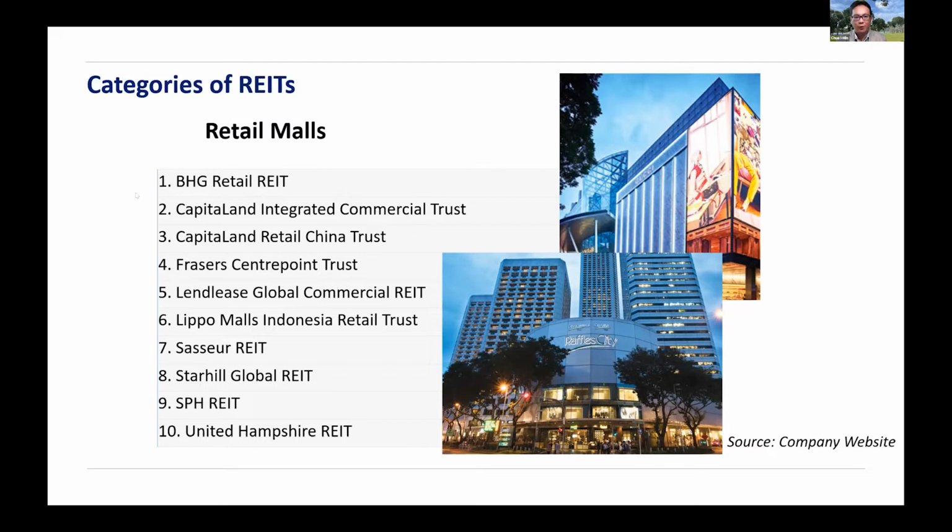Then of course we have BHG, they have a property in Beijing. What else? Let's see. Sasseur REIT, they actually have quite a few outlet malls in China. So basically, if you want to have a portfolio of global properties, the Singapore REITs market can actually do this job for you.